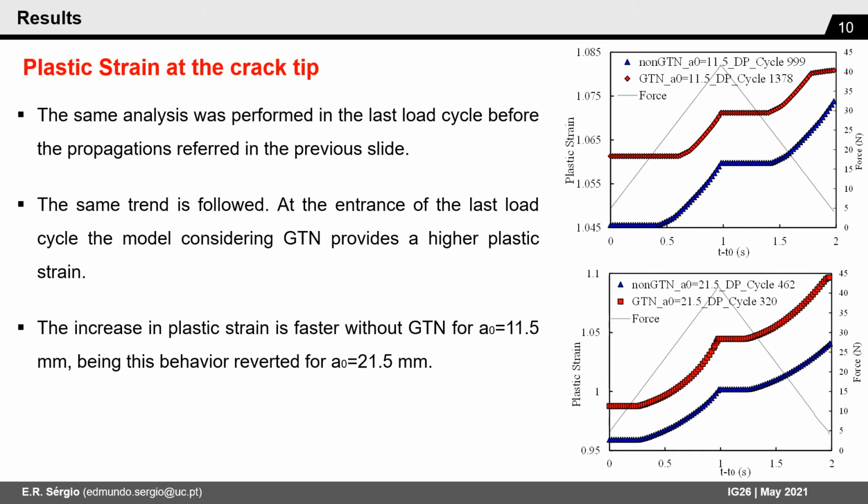The plastic strain was also analyzed in the Westwood cycle before each propagation presented in the previous slide. Results show that the previously described trend is followed. For 11.5 mm, the increase in plastic strain is much faster without GTN. Thus, when maximum force is reached, the initial difference in plastic strain has already significantly decreased.